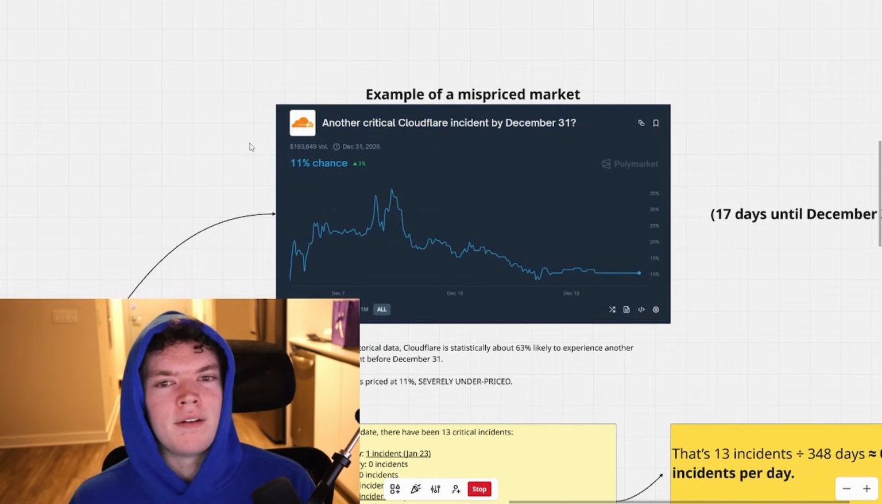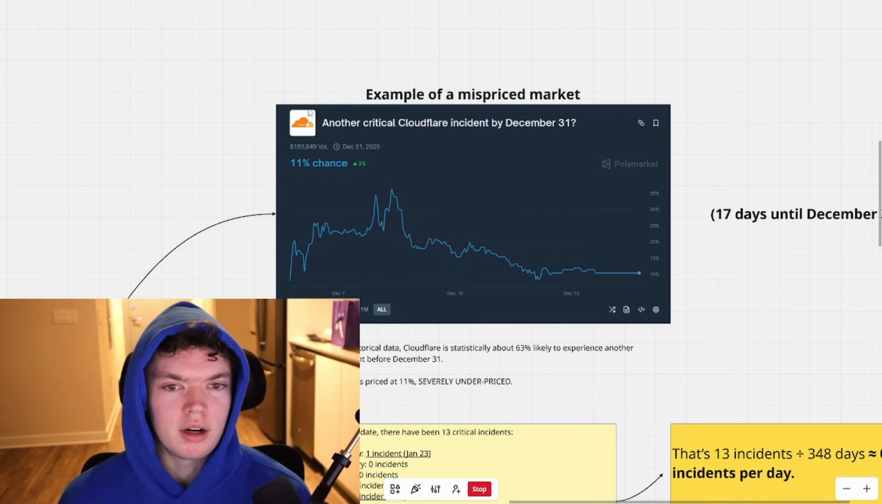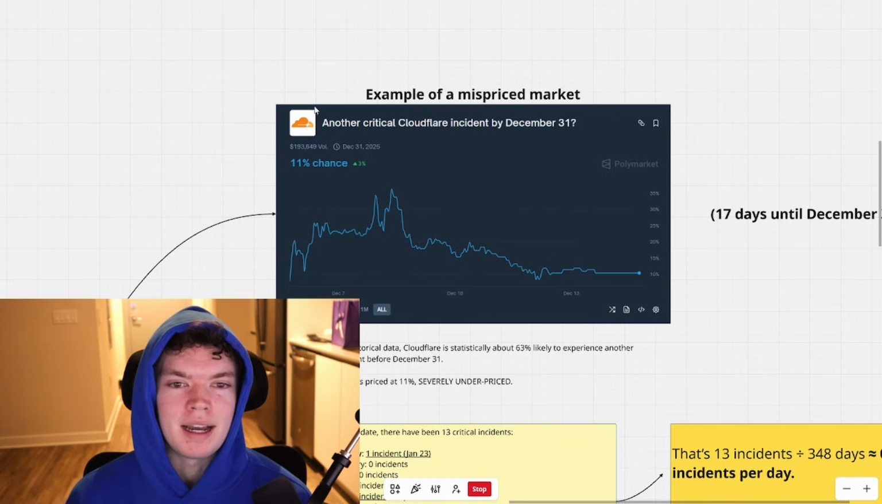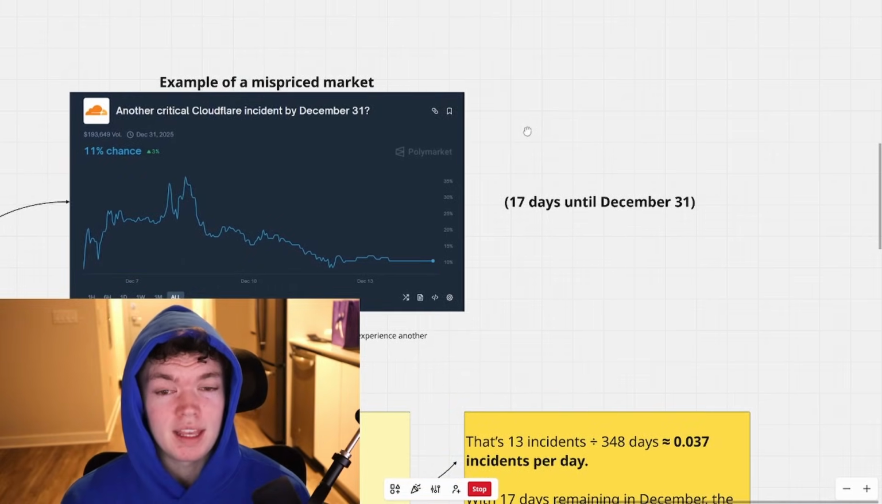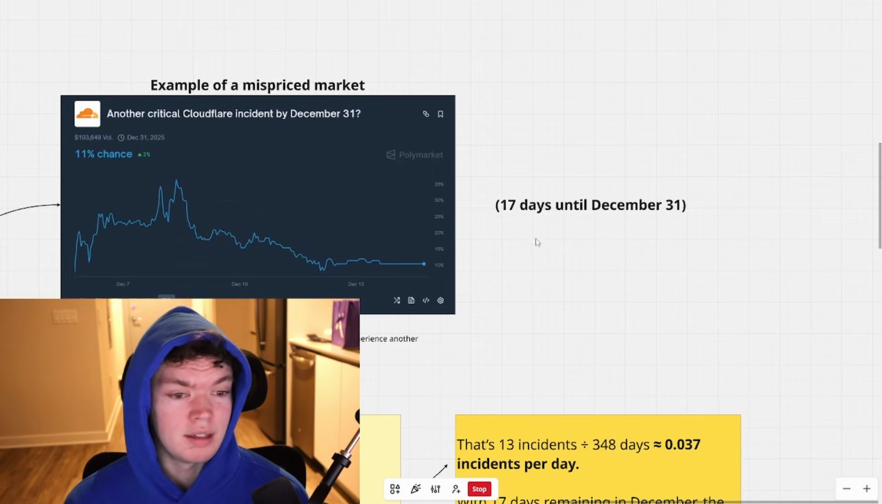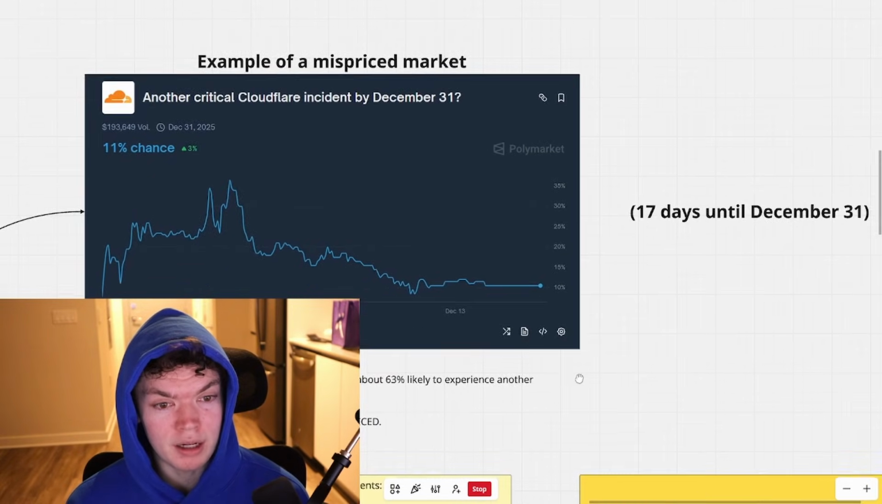So here's an example of a mispriced market. So we have this market called Another Critical Cloudflare Incident by December 31st. Right now it's December 14th, and there are 17 days until the end of the year. So we're going to do some math, okay? Bear with me. I know you guys don't like math.